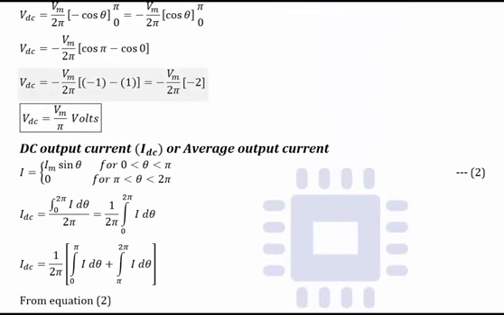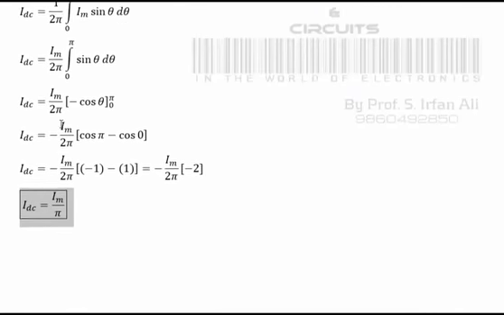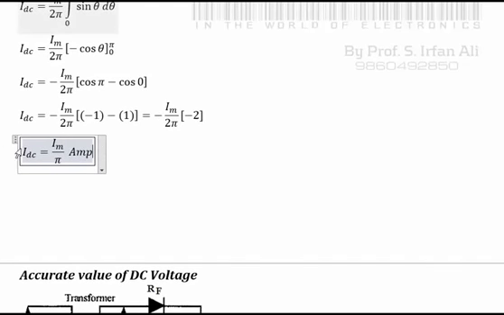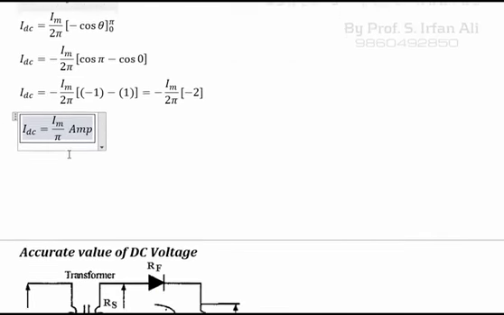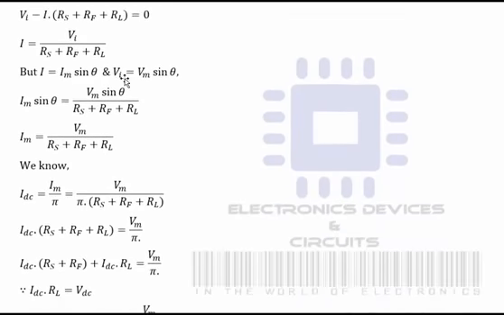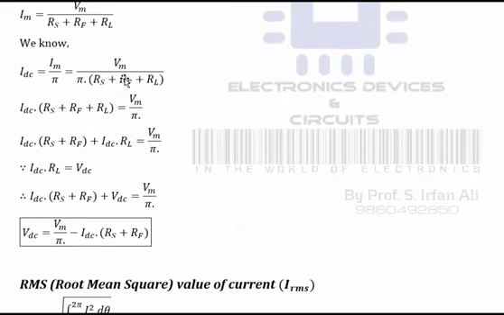It is the same as this, VDC equals Vm by pi. This is Im by pi, but we have to write its unit, ampere. Wherever we write some value of current, we have to write its unit also. This is the accurate value of DC, so we just have to start from this relation, IDC equals Im by pi.